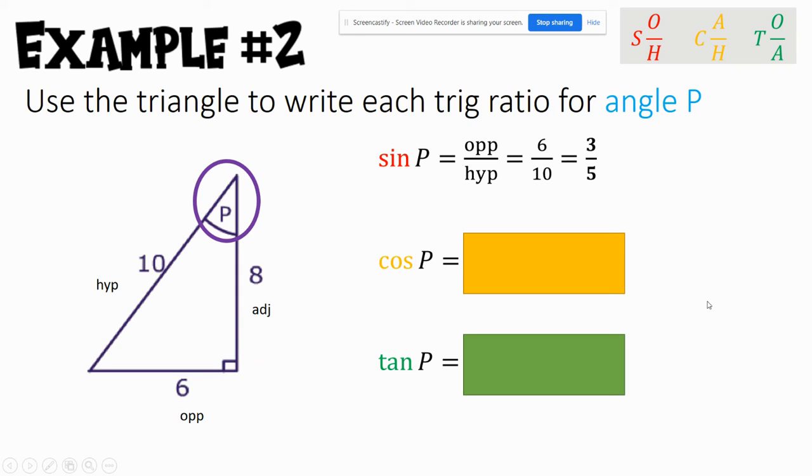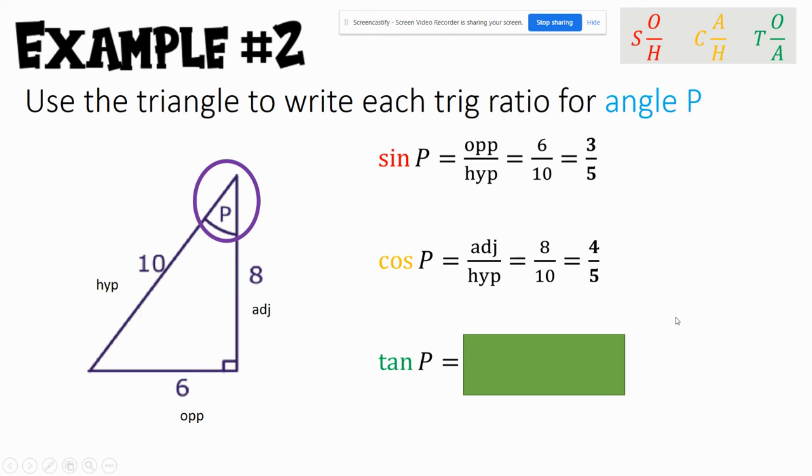Cosine of angle P. If you want to try these on your own, you can pause the video right now. If not, you can continue on and listen. Cosine of angle P. By definition, cosine is the adjacent side over the hypotenuse. So again, set up your ratio. If you can simplify your fraction, then definitely simplify it. So my final answer would be 4/5.